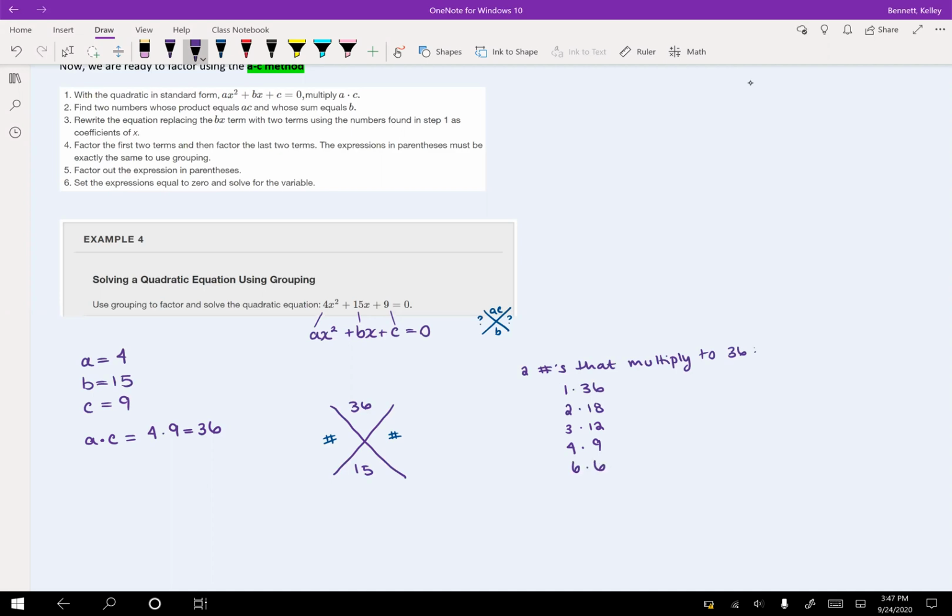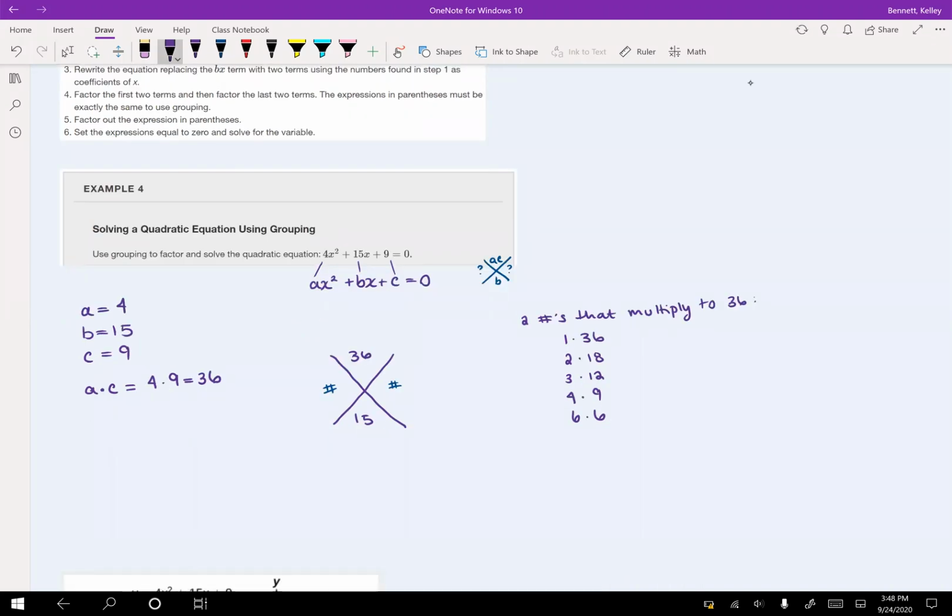And 7 also doesn't go into 36, nor does 8. So the next number I would have to jump to is 9. But I already have a 9 here, so this is just going to bring me back down the list. So these are my factors that give me 36. It's all the ways I can write 36 as a product.